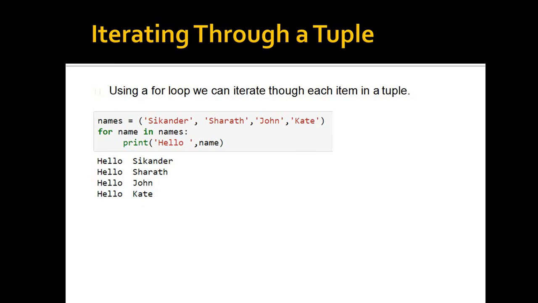Iterating through a tuple. As in a list we can print by iterating, a tuple can also be printed by iterating. Using a for loop we can iterate through each item in a tuple. Here is an example. For name in names, print hello name. It will print like this. All the elements of the tuple are printed like this.